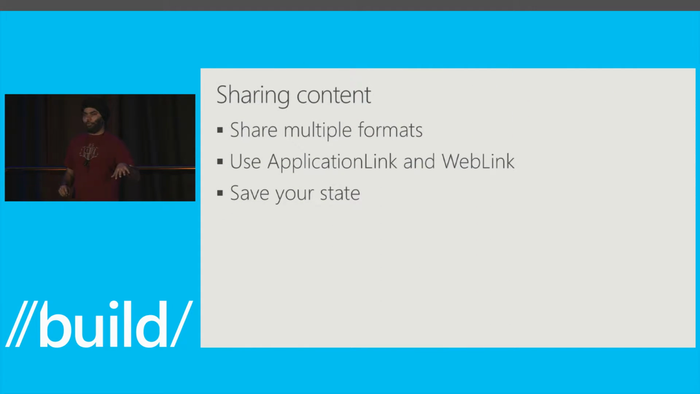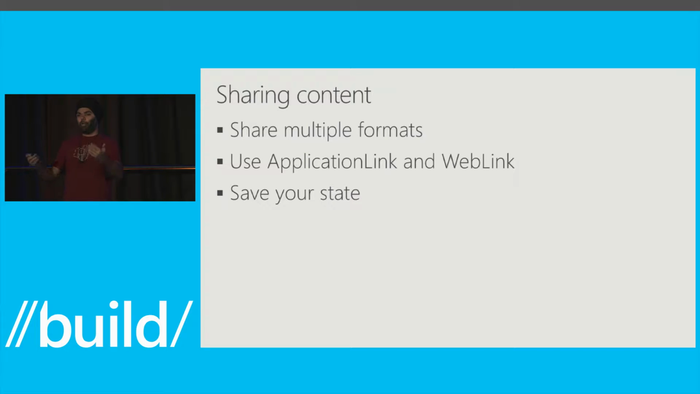Before we move off of the topic of sharing content, I do want to revisit a few best practices. The first one we already talked about. You want to share as many formats of your data as possible to maximize the chances that the user's desired share target shows up on the other end. We've also added a data format called application link. What this lets you do is, in addition to a web link, which is an HTTP URL, you can share an app link that points back to your app.